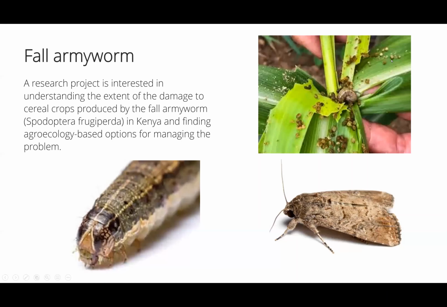So the fall armyworm, and there are some pictures of it there on the screen, is a pest that has recently become a problem in a good part of Africa. And there is a research project that is interested in understanding the extent of the damage to cereal crops that is produced by the fall armyworm, and finding agroecologically based options for managing the problem.